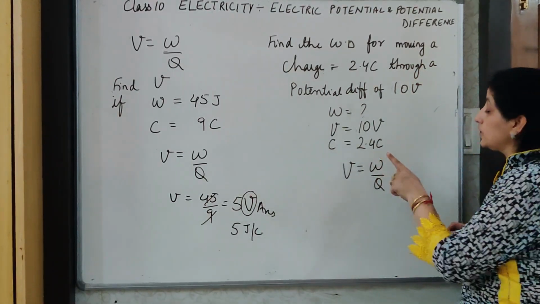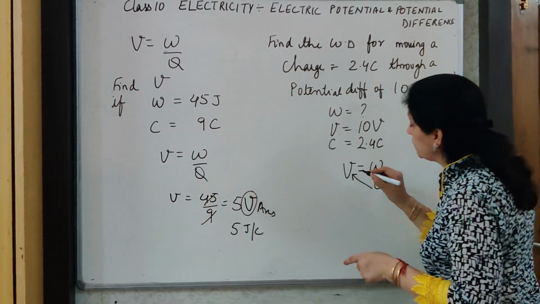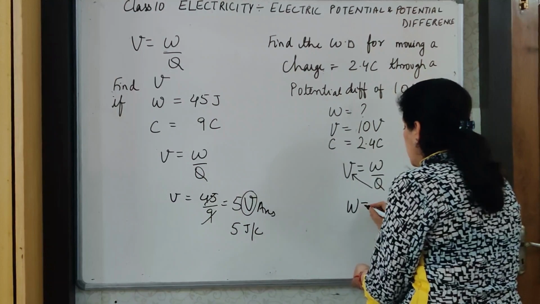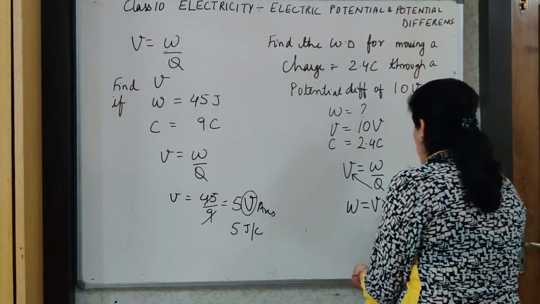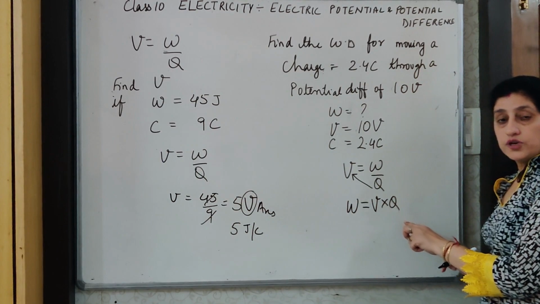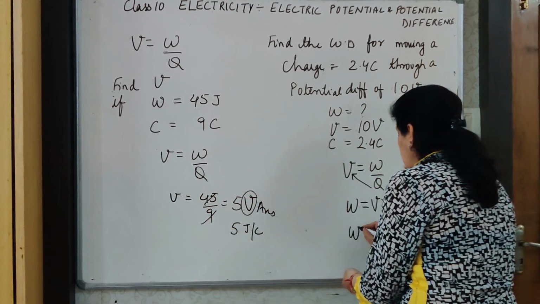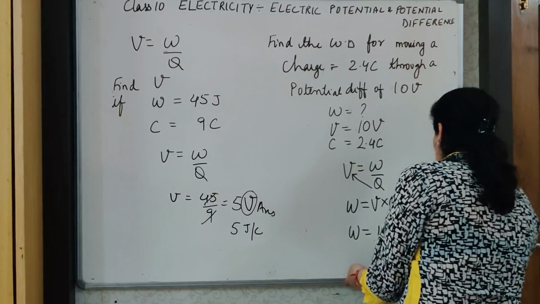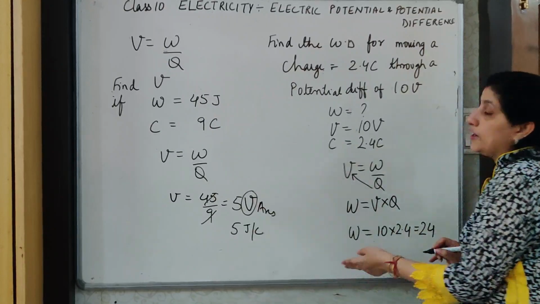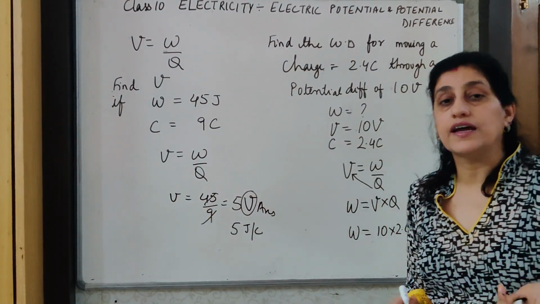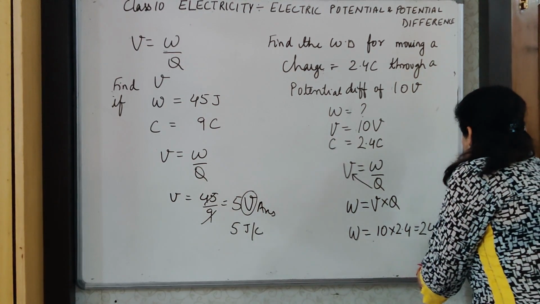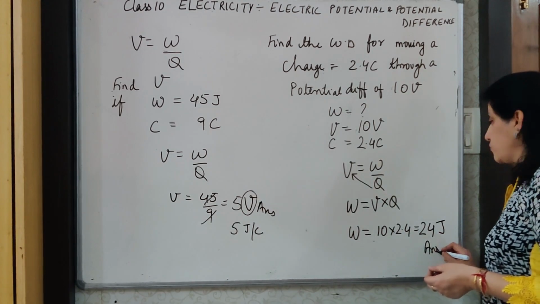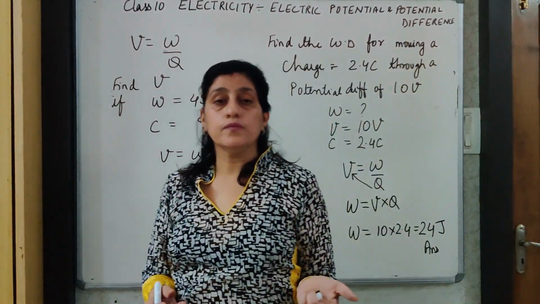Now my unknown quantity over here is W, so I take Q this side as we do in maths, cross multiplication, and we get the formula W is equal to V into Q. I have V, I have Q, so I can solve this numerical. W is equal to V into Q, which gives me 24. And now whatever we are finding, according to that we write the unit. We are finding the work done, so the unit here will be joules and the answer becomes 24 joules. This is how we simply solve the numericals.